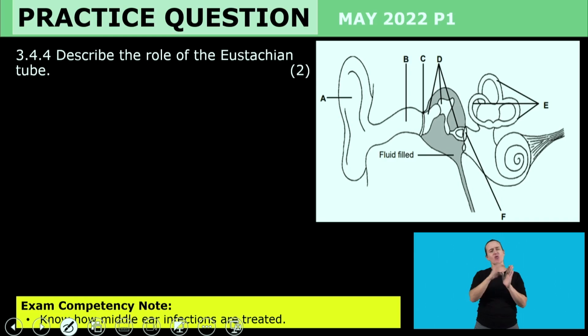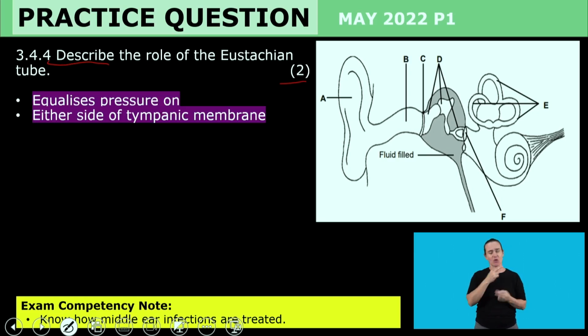344, describe the role of the Eustachian tube. Describe, it's a description for how many marks? By now we know it is responsible for equalizing pressure on either side of the tympanic membrane. You can see the different approaches and the different verbs that examiners use, but they mean the same thing. Just know what they're asking for to get your marks.